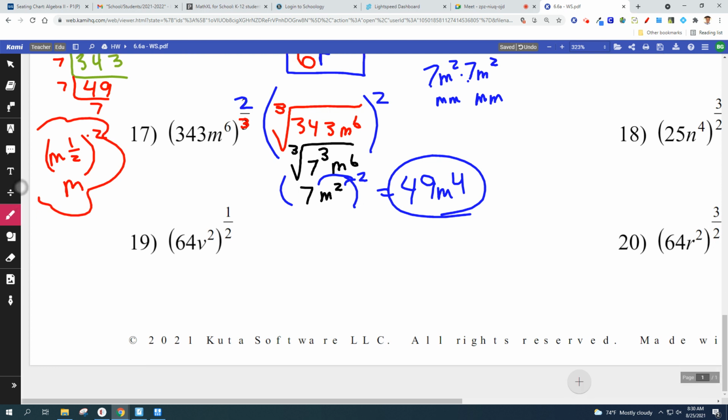All right. That's good stuff. I like these problems. I think they're kind of fun. If you understand that a 1/2 exponent is the same thing as a square root, you might be able to do this one in your head. Anybody think they can do this one in their head?